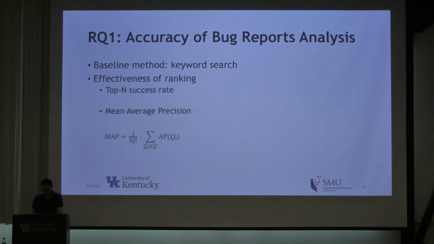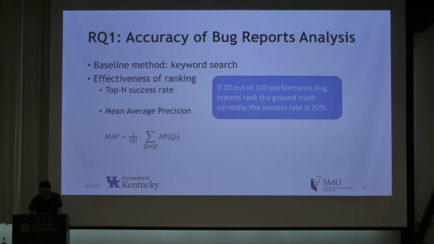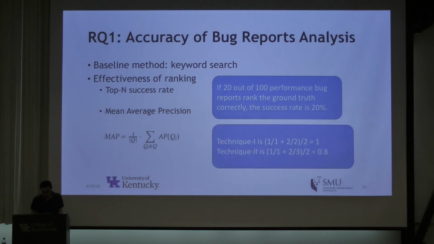To answer the first research question, we use the search-based method as our baseline method. And to evaluate the effectiveness of ranking, we use 2 metrics. The first one is the top-n success rate, and the other one is the mean average precision. The top-n success rate goes like this: if 20 out of 100 performance bug reports are ranked correctly, then the success rate is 20%.